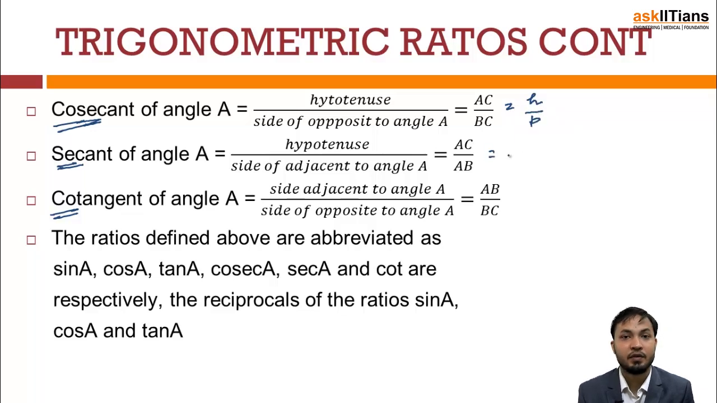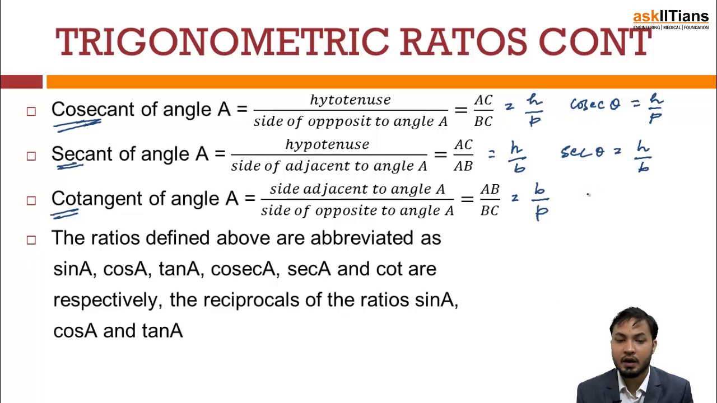Sec theta is inverse of cos theta. So this becomes H by B. And the cot theta is opposite to, or the inverse of, the tan theta. So this will become my adjacent side AB. So this becomes B by P. So like this, I define cosec theta as H by P, sec theta as H by B and cot theta as B by P.